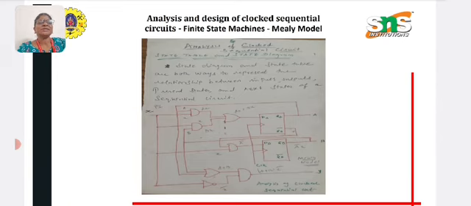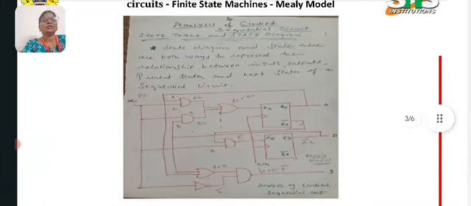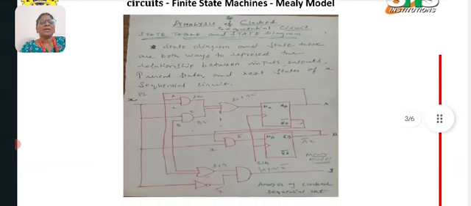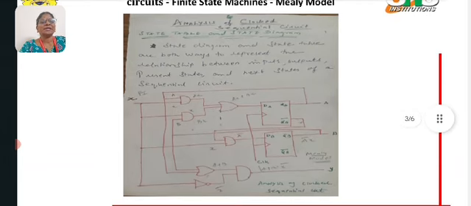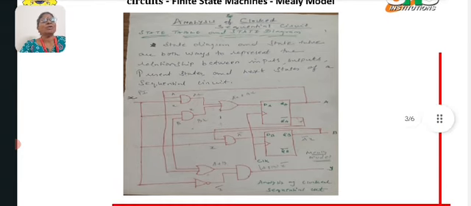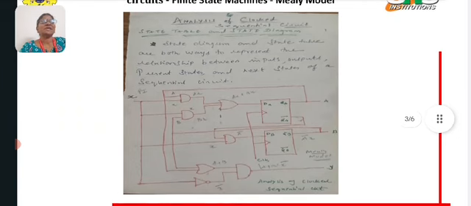So this is a circuit diagram, in analysis and design circuits. We have two types: one is the Mealy model and another one is the Moore model. This is a circuit of the Mealy model, and as I said, we have to analyze a circuit and complete it with a truth table. A state diagram and a state table are both ways to represent the relationship between inputs, outputs, present state and next state of a sequential circuit.